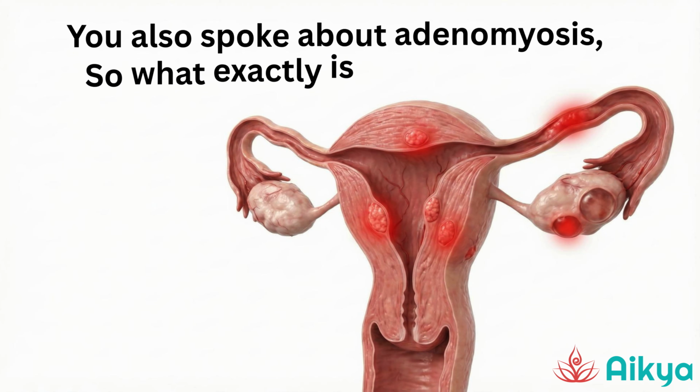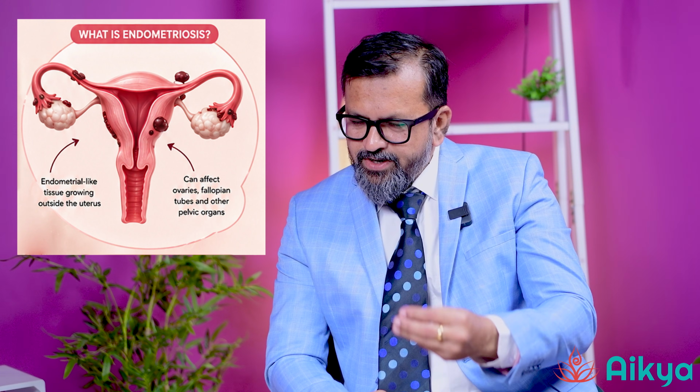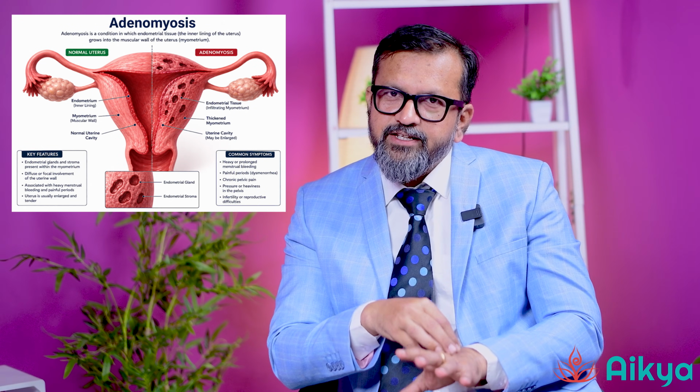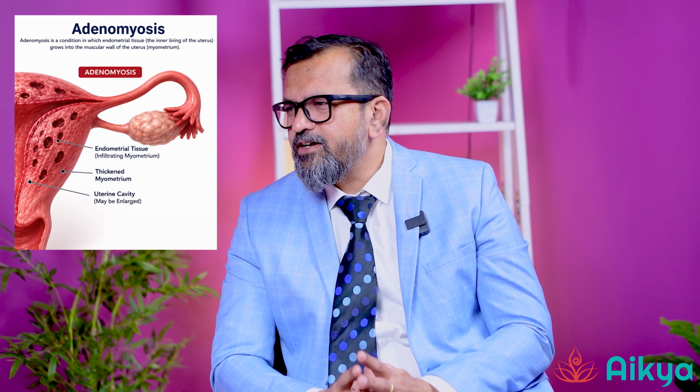So, sir, you also spoke about adenomyosis. What exactly is adenomyosis? I said endometriosis is a condition where the endometrial tissue is present outside the uterus. Sometimes the same endometrial cells can get into the muscles of the uterus. When this endometrial tissue starts growing inside the muscle of the uterus, we call it adenomyosis. So, how common is adenomyosis? Of late, we are seeing it very commonly.